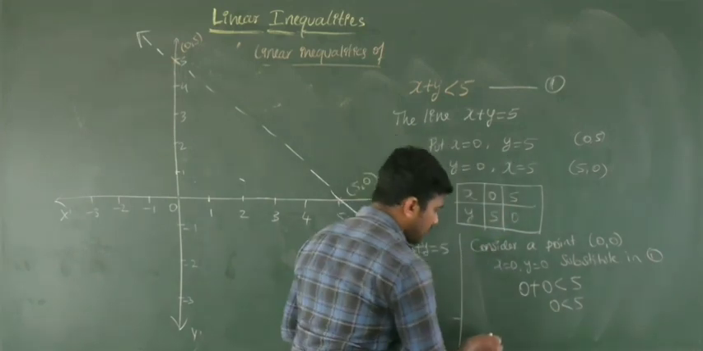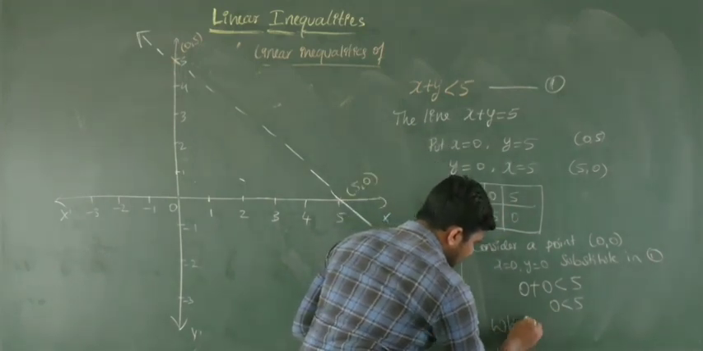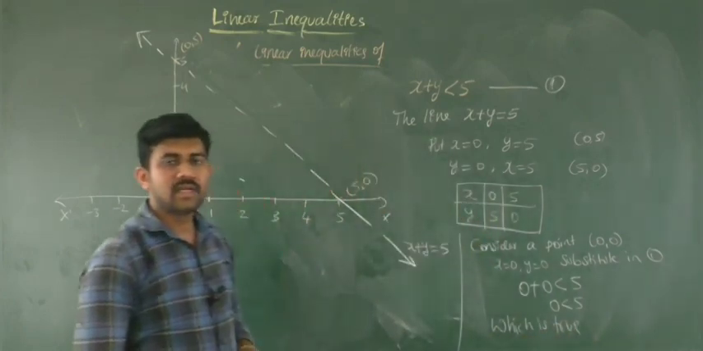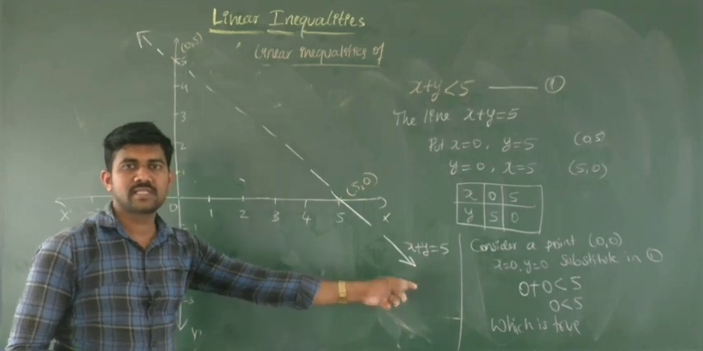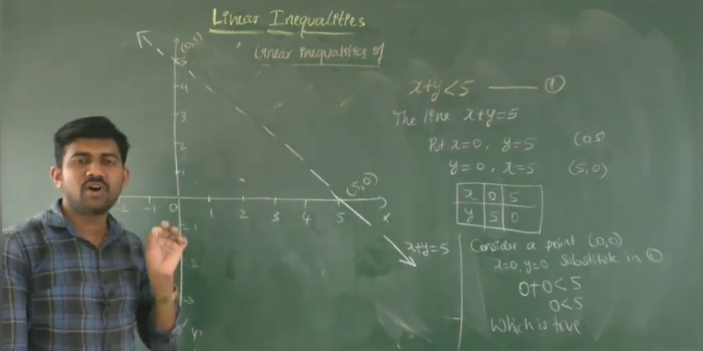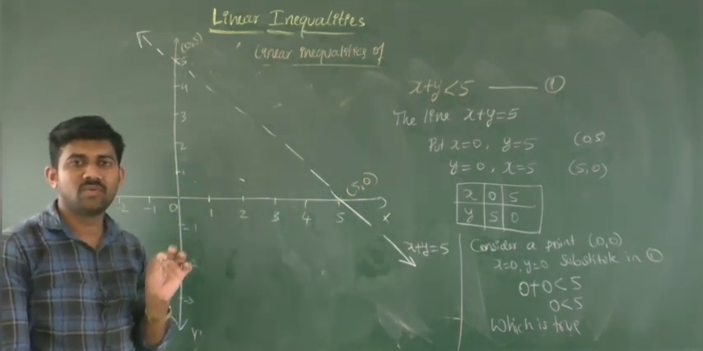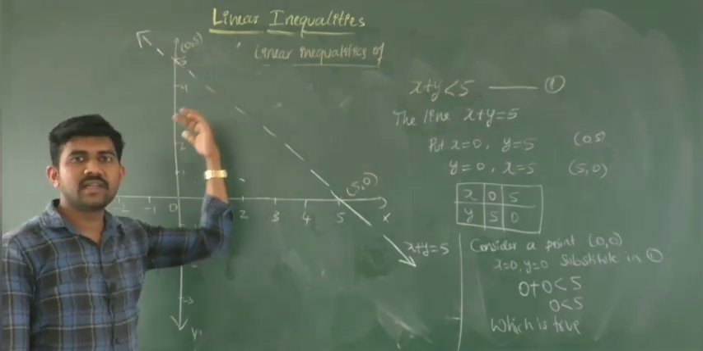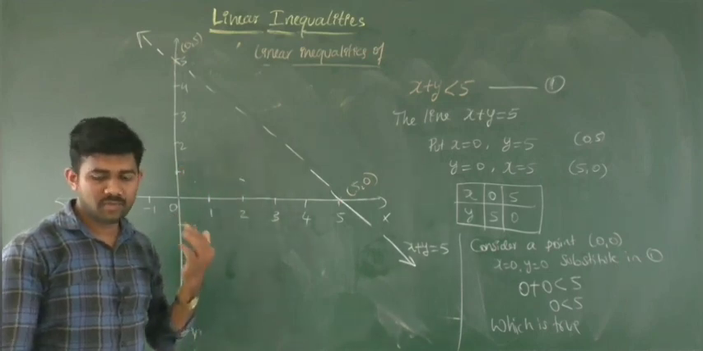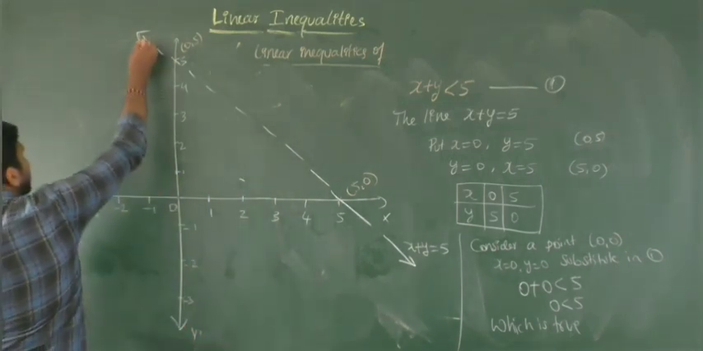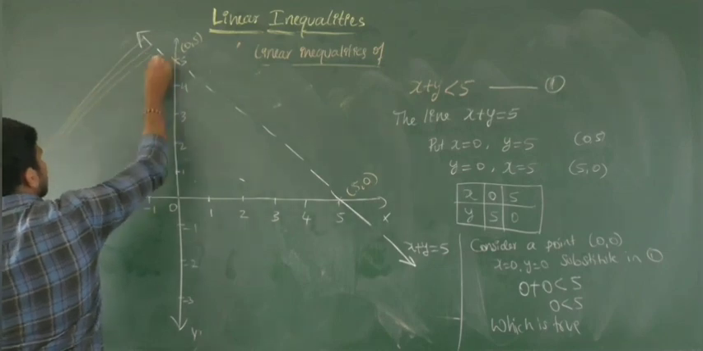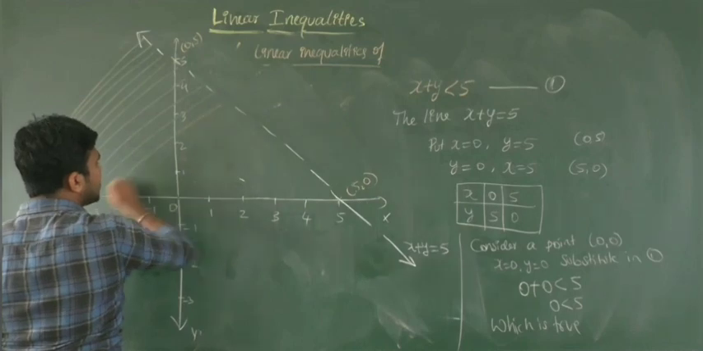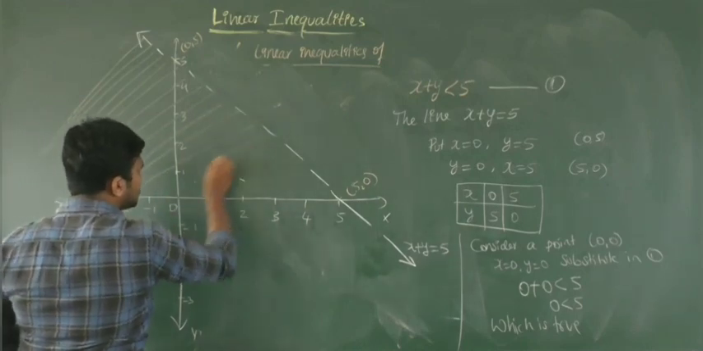Whether 0 is less than 5? Yes. So we can say which is true. This is true. Okay. So since it is true, we can say the origin lies in the solution region. Origin lies in the solution region. Or the solution region comes in the lower half plane. Okay. So where is the solution region here? The lower half plane is the solution region. So you have to shade this region. ಈ ಥರ ಶೇಡ್ ಮಾಡಬೇಕು.